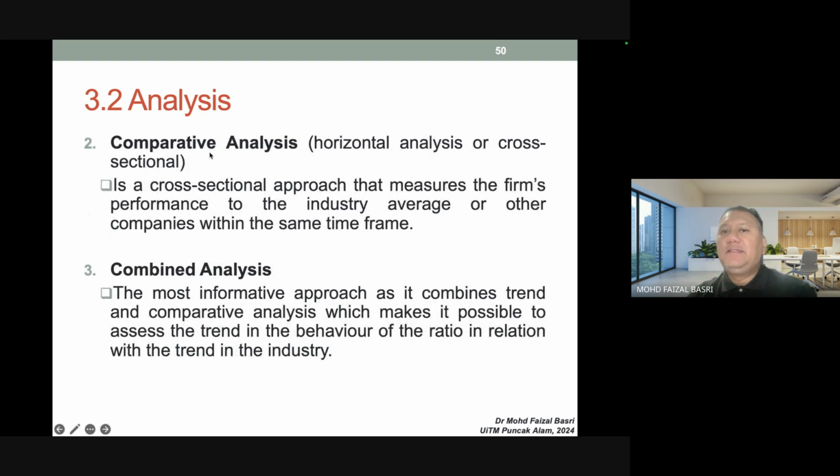Second is comparative. The one we do based on industry average is actually comparative. We compare from one company to another, or one company with the industry average, within the same time frame. So usually comparative uses the same year, 2023 versus 2023, company A versus company B. But the one that you are doing for your group project is what we call combined or hybrid analysis. It's the most informative because it combines the trend and comparative.